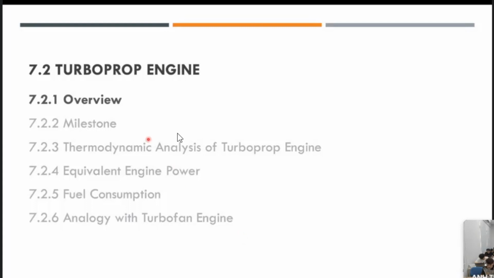So for today, we are going to discuss the turboprop engine. We will look into the overview, followed by the milestones, and then the thermodynamic analysis of the turboprop engine. And then hopefully by the end of 7.2, we'll have a short break to continue. Right after that, we will continue with equivalent engine power, fuel consumption, and analogy with turbofan engine. Okay, that's the plan for today's lecture.